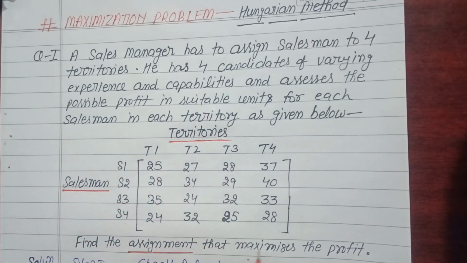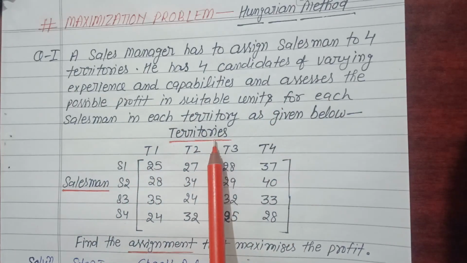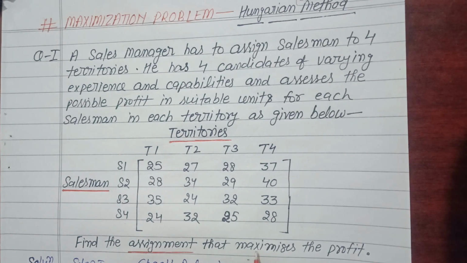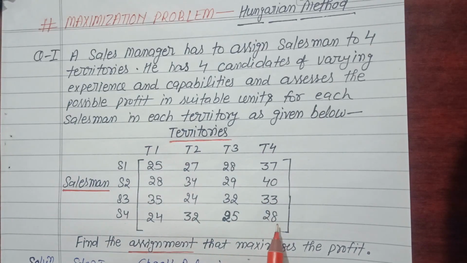After solving and understanding this numerical, you will be able to solve another numerical based on the maximization type of assignment problems. Now in this numerical you will see that there are four territories: T1, T2, T3 and T4, and four salesmen: S1, S2, S3 and S4, and the sales manager has to assign these salesmen to these territories in such a way that they can maximize the profit of the company. So this is a maximization type of assignment problem and this is the assignment matrix. Now we will solve this numerical using the Hungarian method.